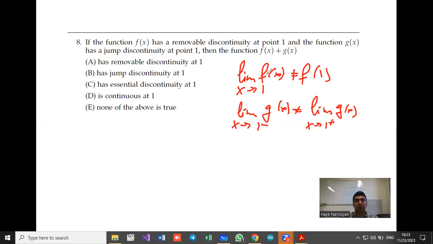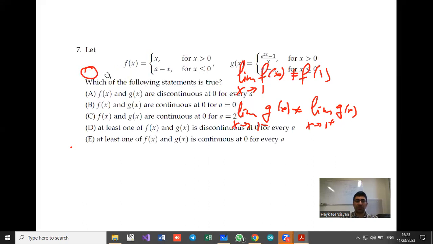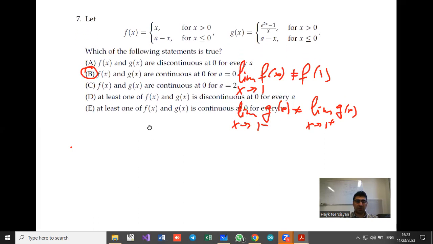Now we should find the correct statement for f plus g. Actually, look, the sided limits for f plus g will be different, because for f, right and left give the same number, but for g we have two different limits from right and left. So f plus g will have a jump discontinuity. Do we have such a statement? It has jump discontinuity, so this will be the correct answer.